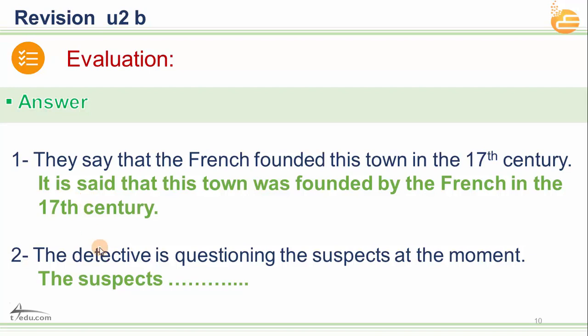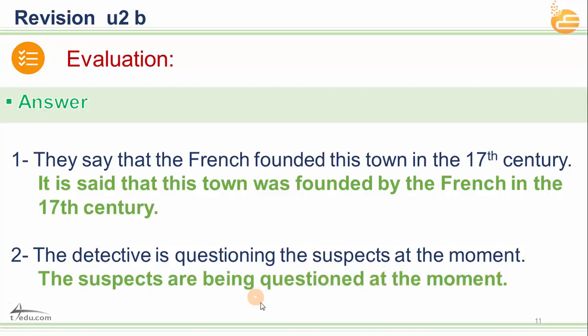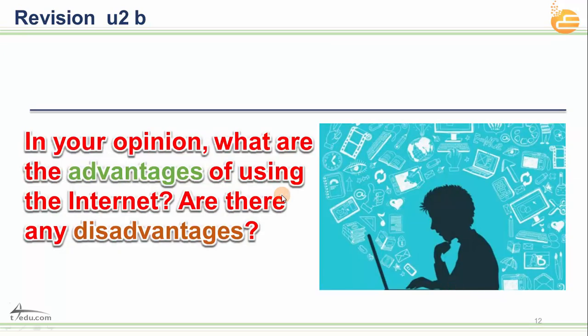And the second sentence: the detective is questioning the suspects at the moment. And you have the present continuous. So the suspects are being questioned at the moment by the detective. So the detective is questioning, the suspects are being questioned at the moment.